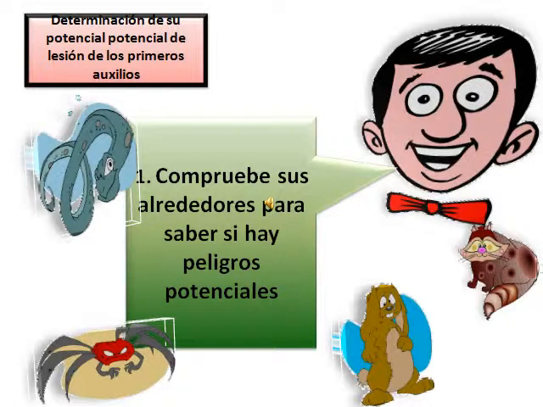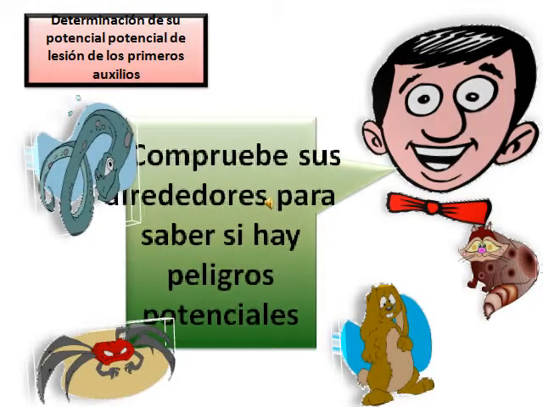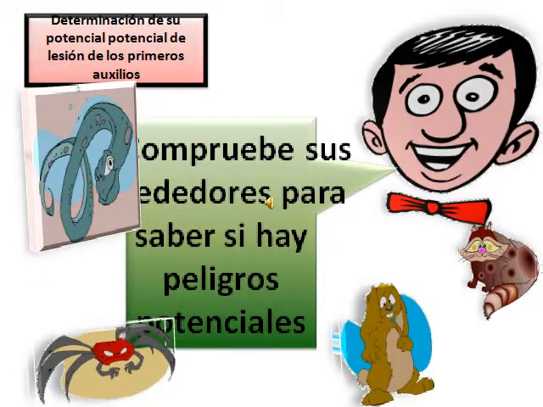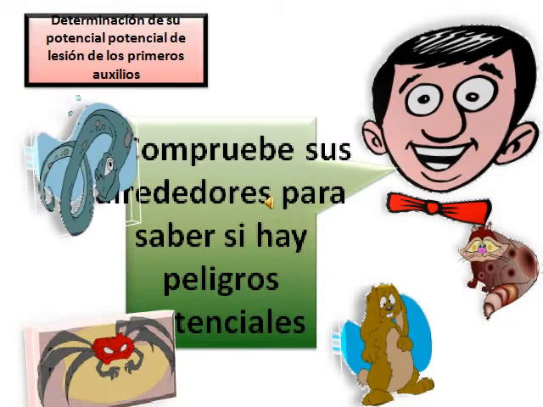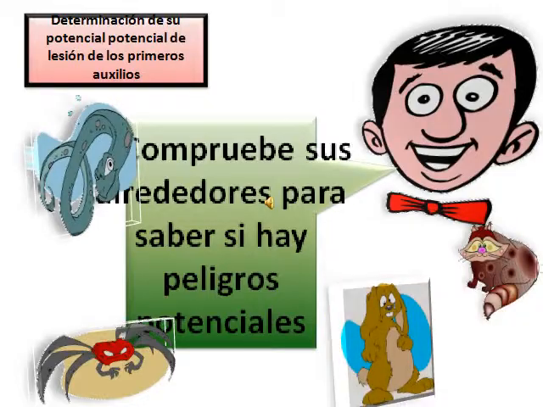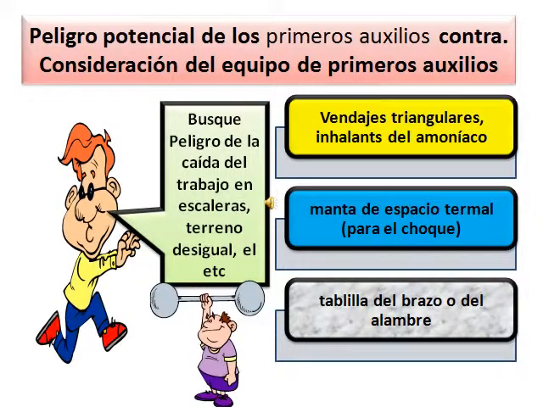Assessing your potential first aid injury potential begins with checking your surroundings for potential hazards. As you can see from this example, we have snakes, spiders, potentially infectious animals. Your potential hazards versus first aid kit consideration starts with fall hazards working from ladders or unknown terrain, which would need triangular bandages, ammonia inhalants, a thermal space blanket for shock, an arm or wire splint.